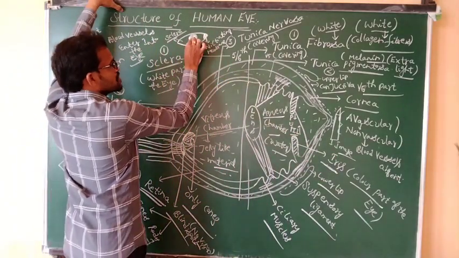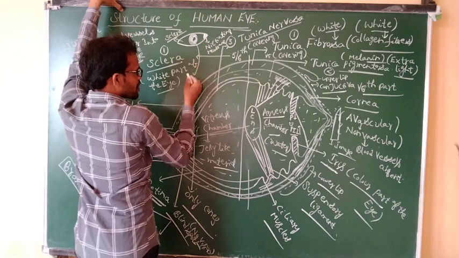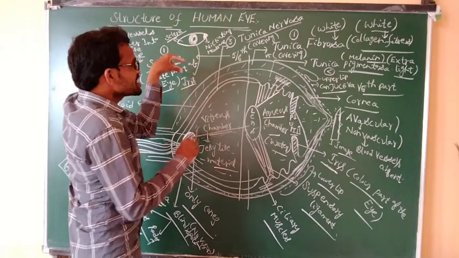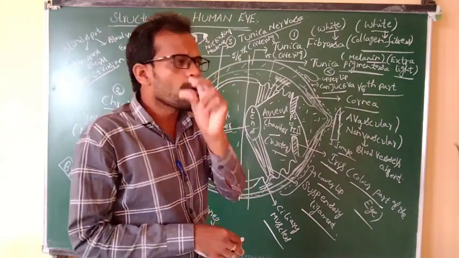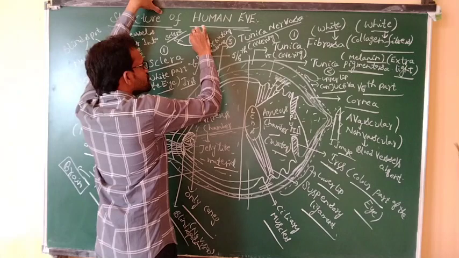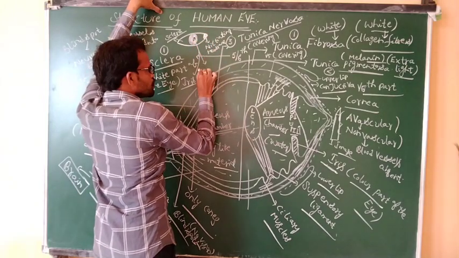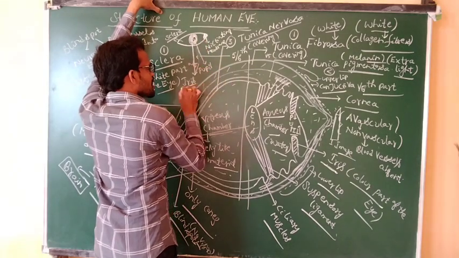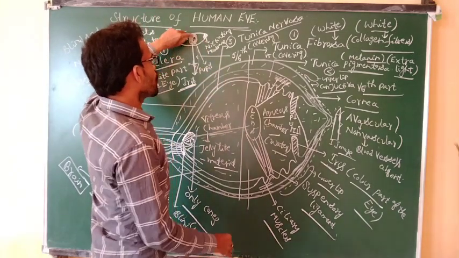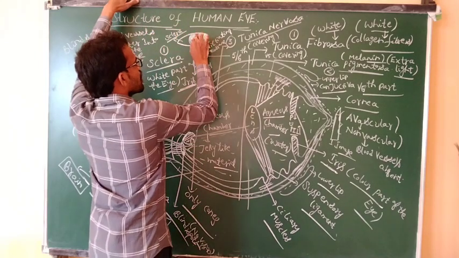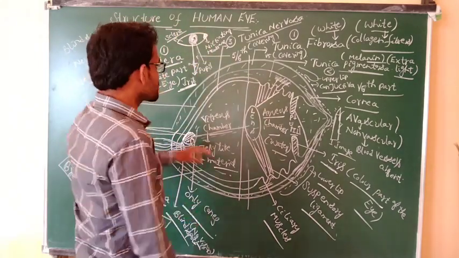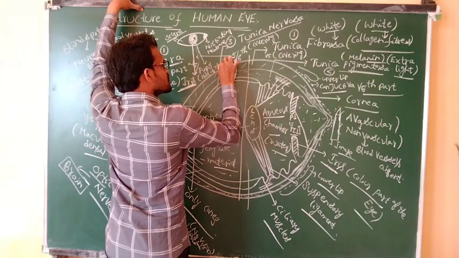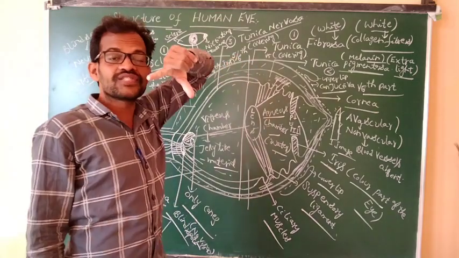This color part indicates the iris. The hole of the iris is known as the pupil. It is the colored part, the iris, and the hole of the iris is known as the pupil.